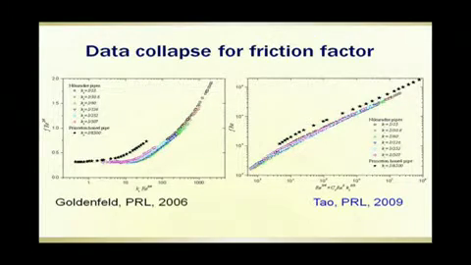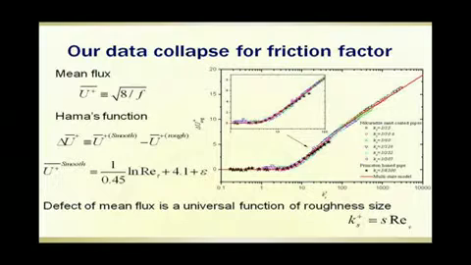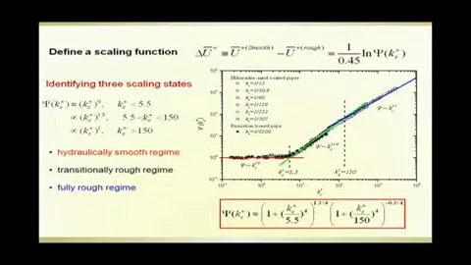high Reynolds number. We collapse all of the data by introducing the mean flux defect in rough pipe compared to smooth pipe. The mean flux defect is also called the Hama function, which is a universal function of normalized roughness size. Furthermore, we give an explicit expression of the Hama function by defining a scaling function per se.